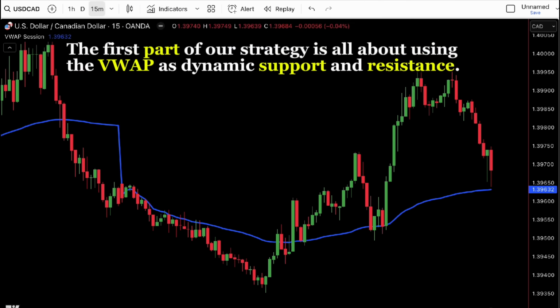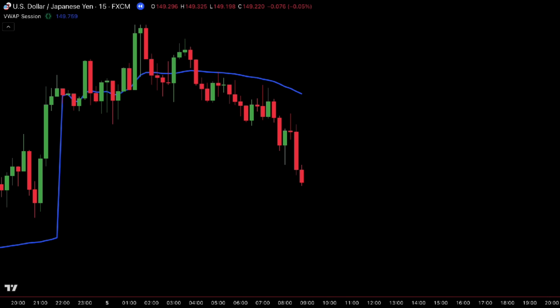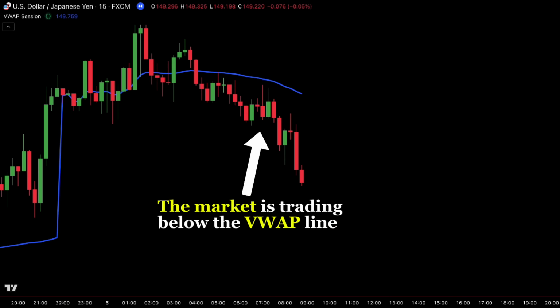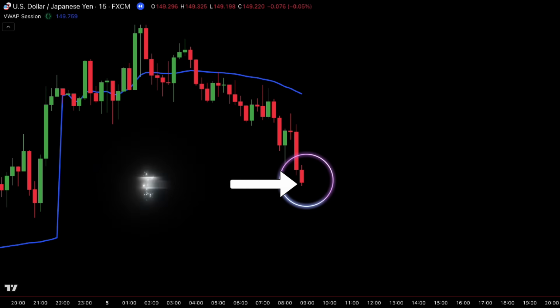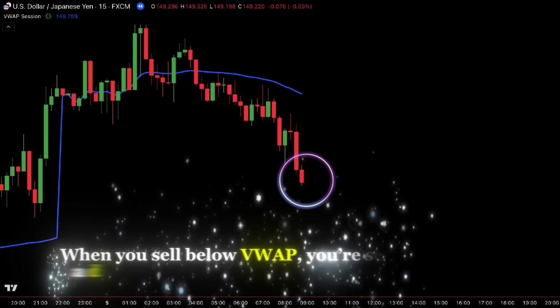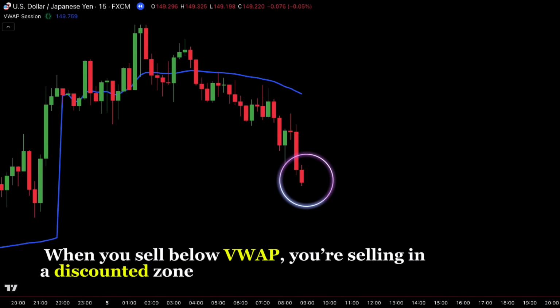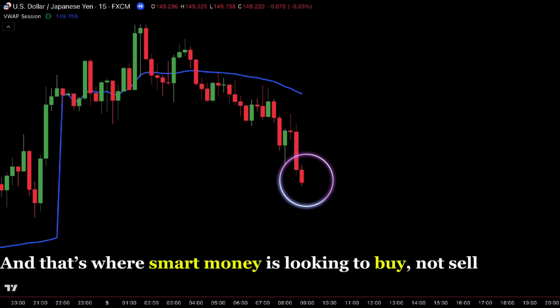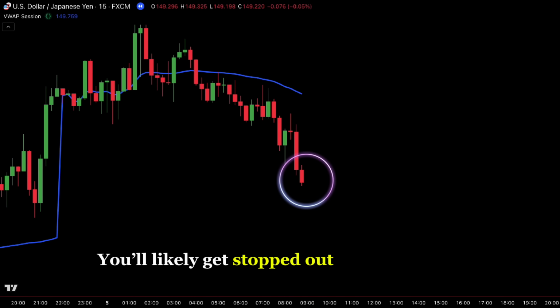The first part of our strategy is all about using the VWAP as dynamic support and resistance. Let me show you exactly how it works. Look at this chart. Right now, the market is trading below the VWAP line. That tells you one thing: the market is cheap. But here's the mistake most traders make. They try to sell here just because it looks like price is dropping. Big mistake. When you sell below VWAP, you're selling in a discounted zone. And that's where smart money is looking to buy, not sell. You'll likely get stopped out.